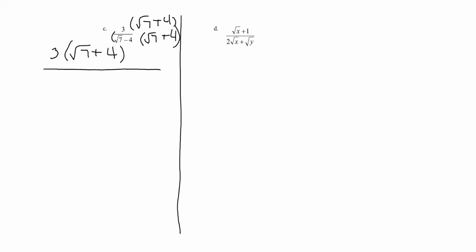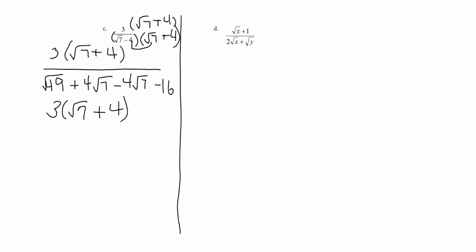Now, on the bottom, we're going to FOIL. So the square root of 7 times the square root of 7 gives me the square root of 49. And if you're getting good by now, you recognize that that's going to simplify to a 7. So you don't have to write out that step. You can write your 7 there. If I do my outer terms, I'm going to get plus 4 square root 7. My inner terms will give me minus 4 square root 7. And my last 2 terms, negative 4 times positive 4, will give me a negative 16. When I go to simplify, we have 3 times the square root of 7 plus 4.